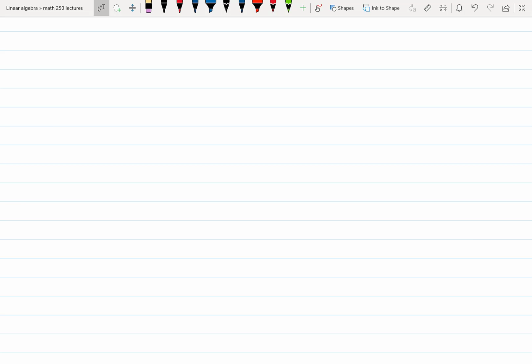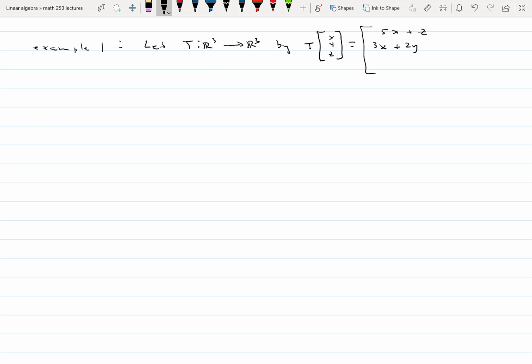Okay, so example 1. Let T be a transformation that goes from R3 back into R3 by T of x, y, z, or x1, x2, x3 if you want to do that, equals, I'm going to copy this very precisely, 5x plus z, 3x plus 2y minus 3z, and 5x.